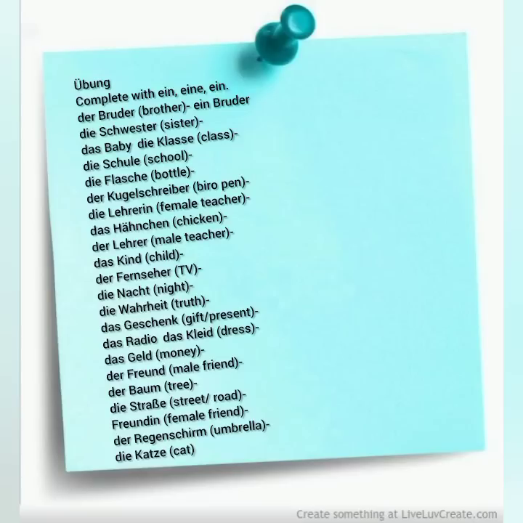So they've given you an exercise right here. Look at the instruction: complete with ein, eine, or ein. They've given you some nouns here, and you are simply to fill in either ein, eine, or ein. Remember, when you see der, its indefinite is ein. When you see die for feminine, its indefinite is eine. And when you see das, its indefinite article is ein.